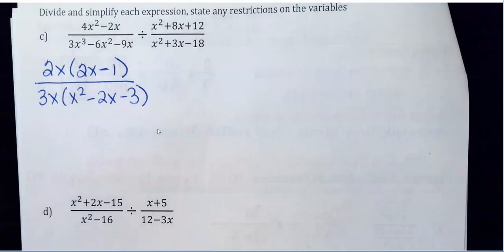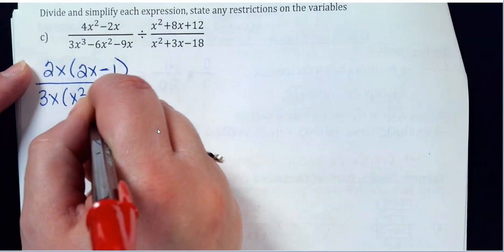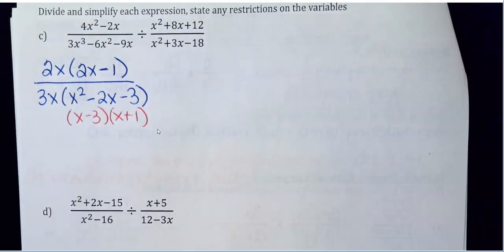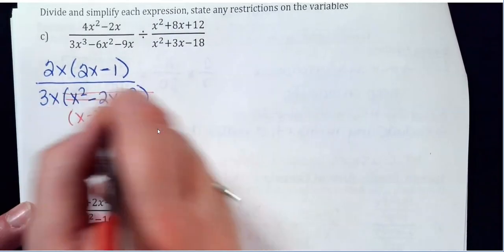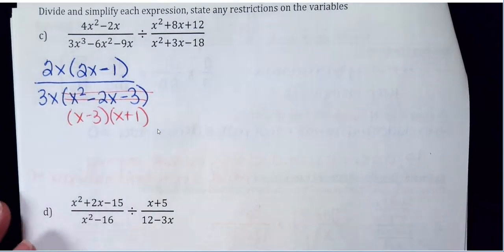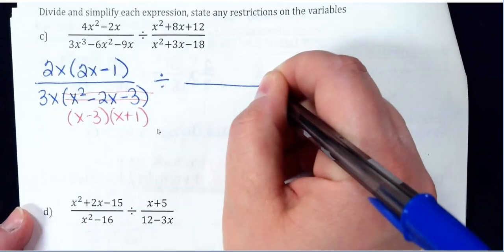And I'm not trying to be all extra or anything. This can be factored into x minus 3 times x plus 1. So I'm just factoring that a little bit further completely, because we can factor that quadratic after we take out that greatest common factor. Okay, now I'm just going to keep this division for a second. Can you guys think of two numbers that multiply to get 12 and add to get 8?